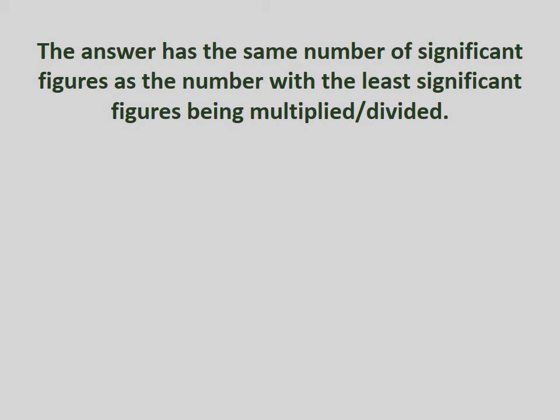The rule when multiplying and dividing with significant figures is the answer has the same number of significant figures as the number with the least significant figures being multiplied or divided.